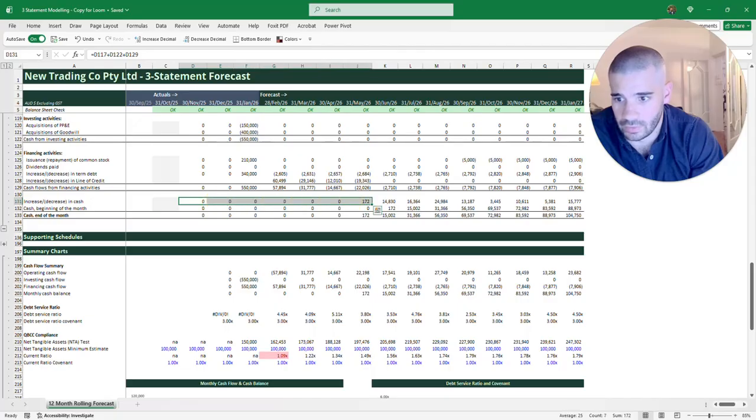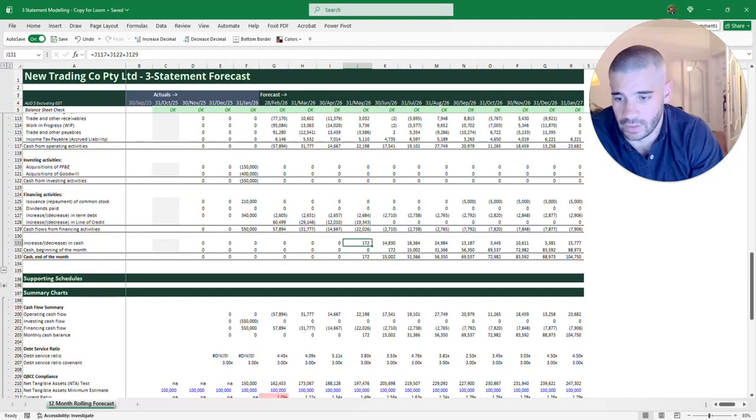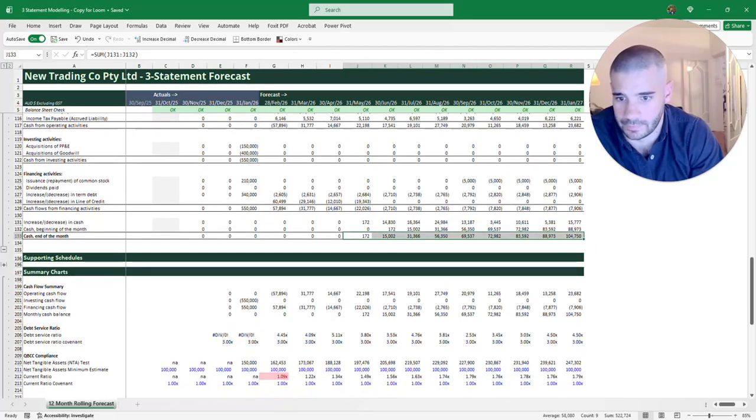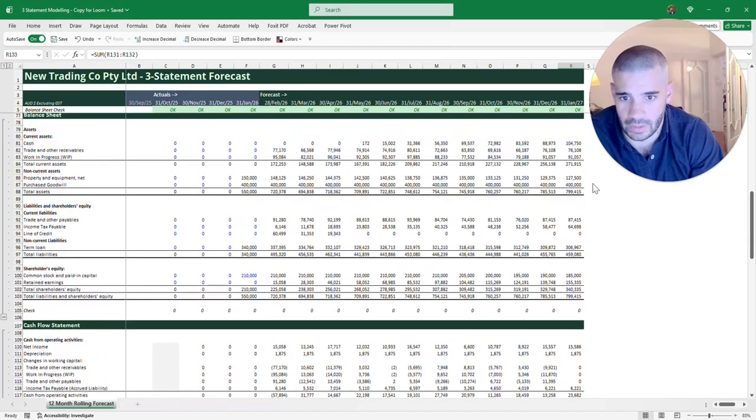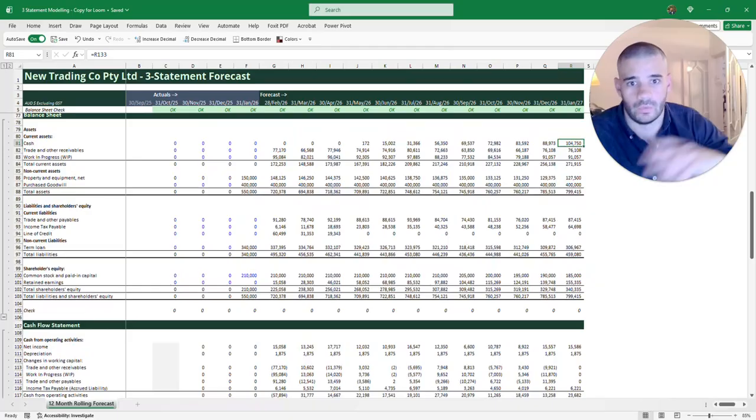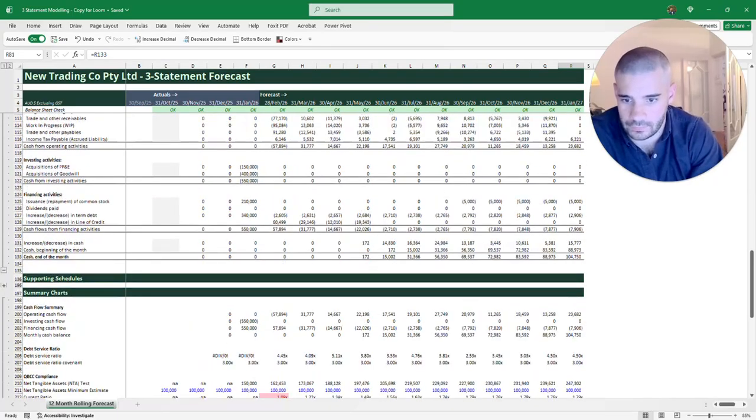So you can see we've really got no cash until we've paid off the line of credit, and then we start building up our closing cash balance there. And that figure here should hopefully match back to our balance sheet. That's how these models work. They're just all connected.